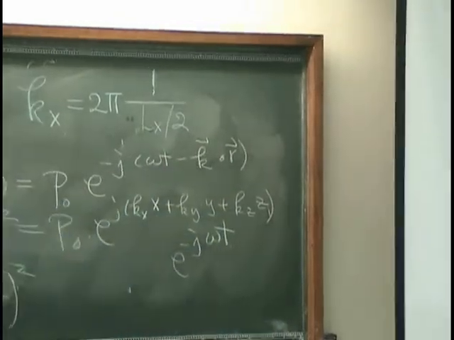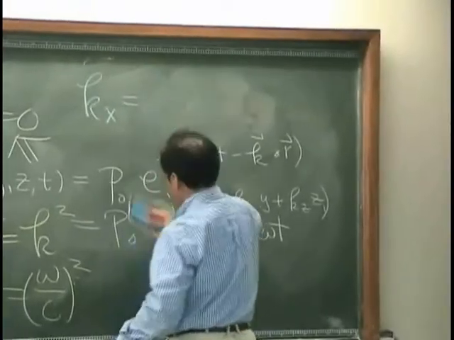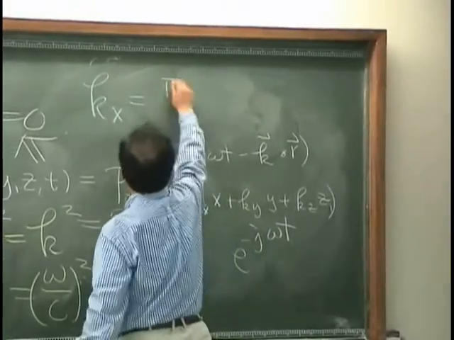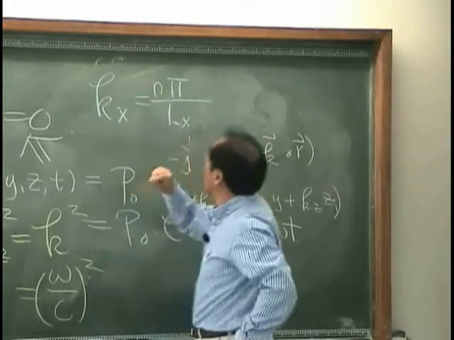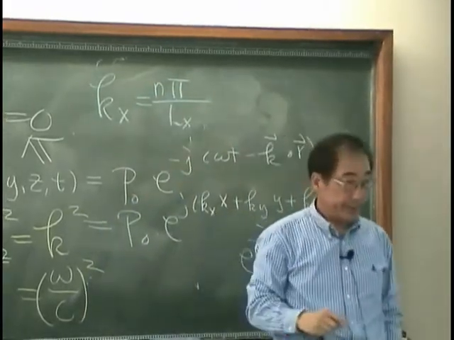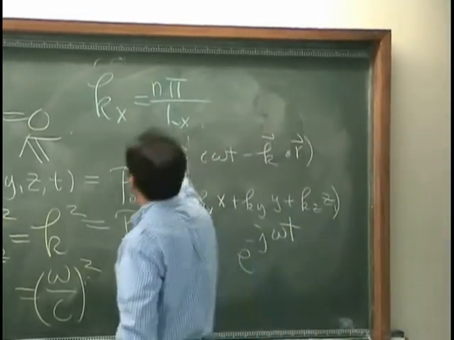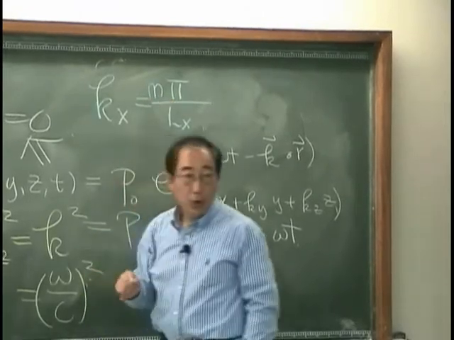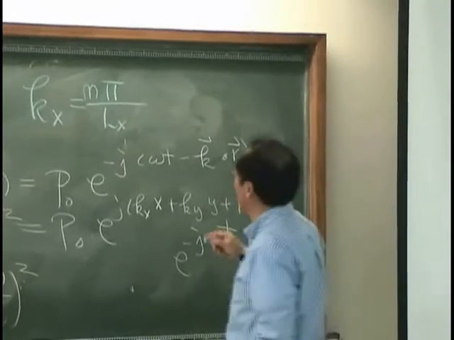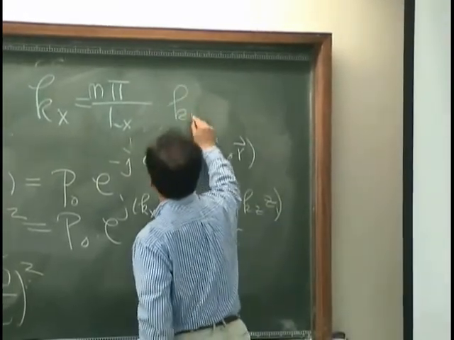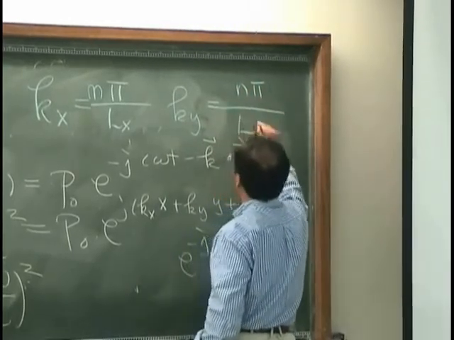So I say that Kx is pi over Lx depending on the number of modes, or I should say this is m, and use n for the y direction. Okay, now Ky, similarly, I can say that is n pi over Ly.